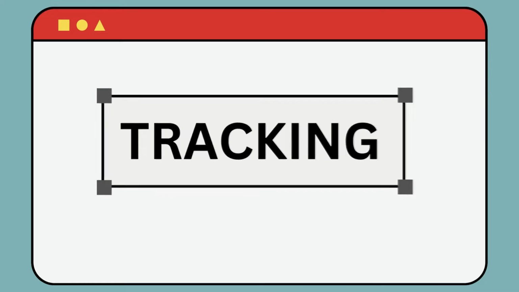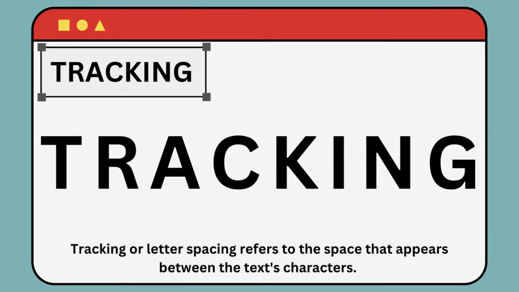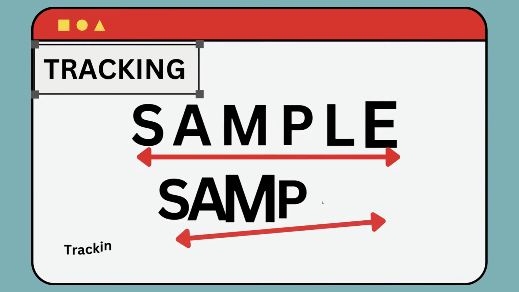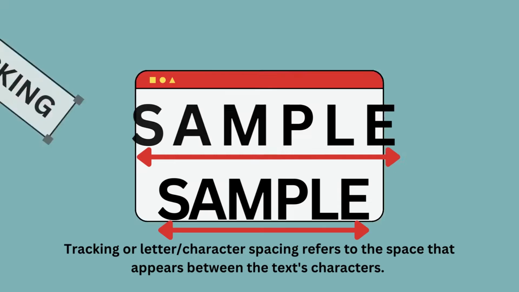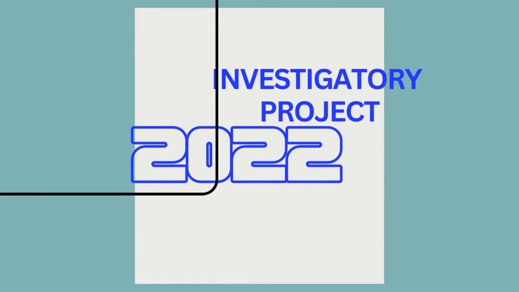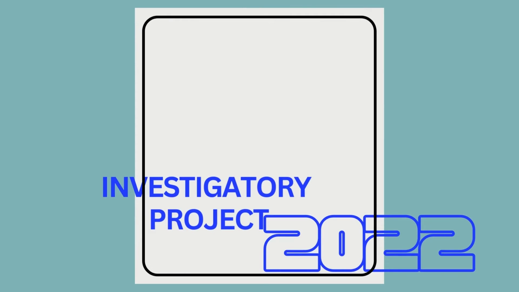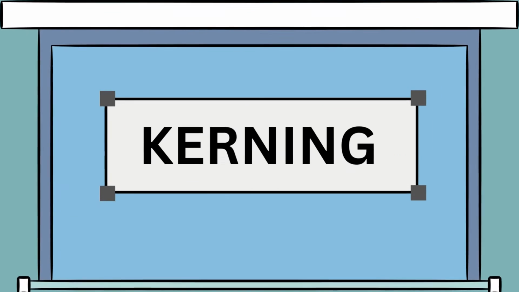Tracking or letter spacing refers to the space that appears between the text's characters. You can typically use both positive tracking, creating more white space between text, and negative tracking while working with the majority of software and internet tools, making words appear tight. To make your composition look both beautiful and professional, be careful not to add more tracking than is necessary.